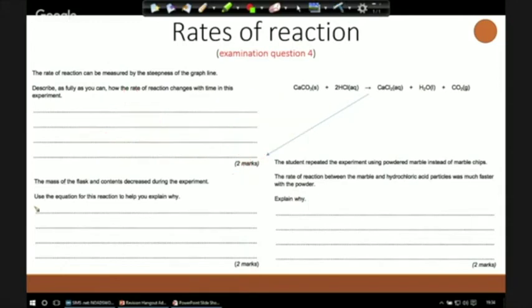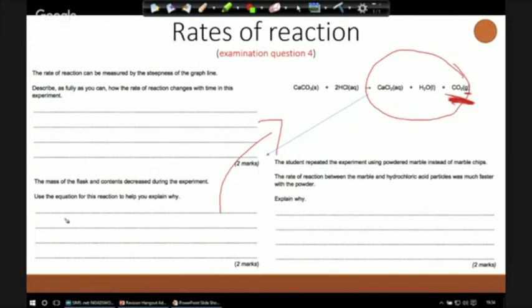Now the second part: the mass of a flask and contents decreased during the experiment. Use the equation for this reaction to help you to explain why. Well, over here is our equation. Hopefully, by looking at it, you can see that over here, on the product side, we're making some calcium chloride, some water, but specifically some carbon dioxide, which is a gas.